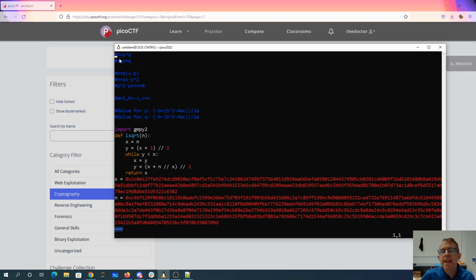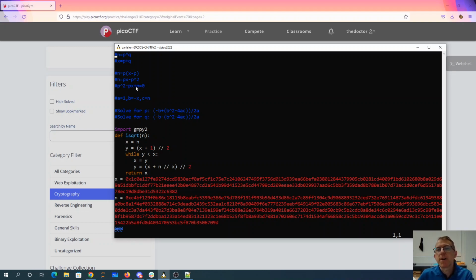We know they gave us the product of the primes, that's n. They gave us this other thing called x, which is the sum of the primes. So if we do a little math, n is p times (x minus p), right, because q is x minus p. So therefore, n is equal to p times x minus p squared, which means p squared minus px plus n equals 0. That's a quadratic formula.